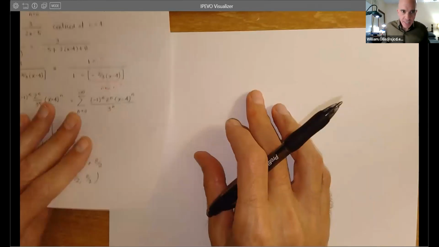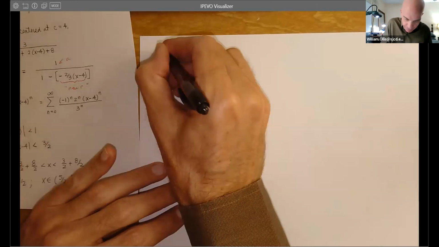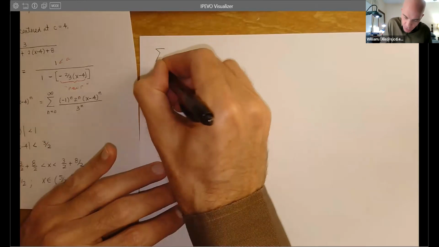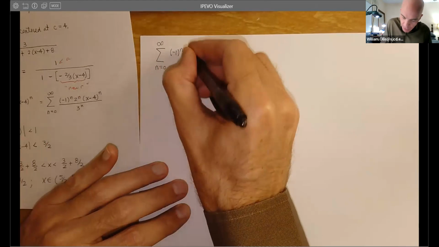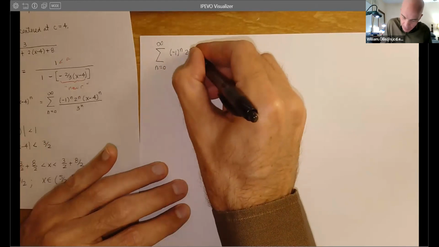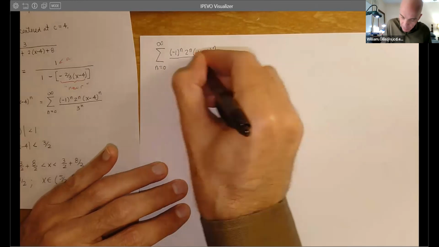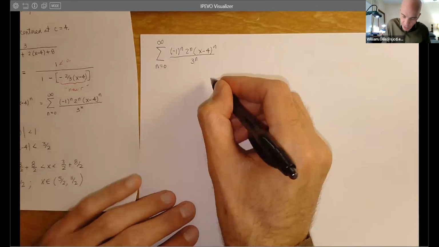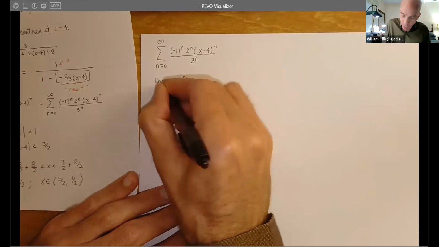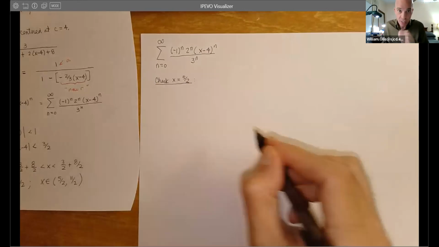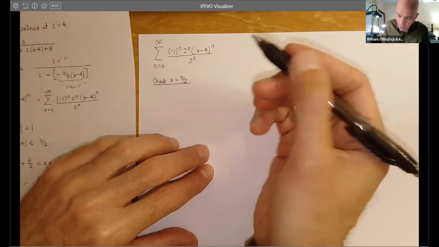So what I'm going to do is copy this series right here: the sum from n equals 0 to infinity of (-1)^n, 2^n, (x minus 4)^n over 3^n. So let's just check x equals 5/2, because there are times when we do certain calculus operations and we use this geometric technique and we actually include the endpoint. But let's just check this for good measure.